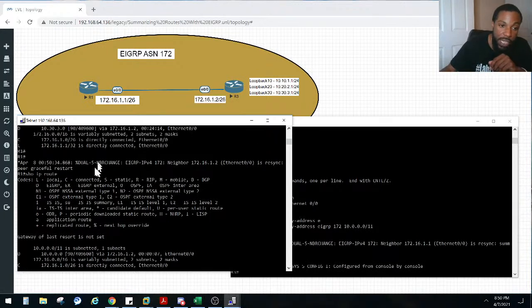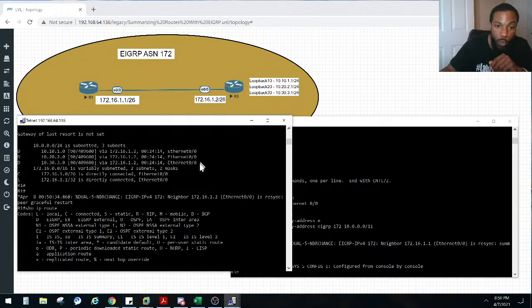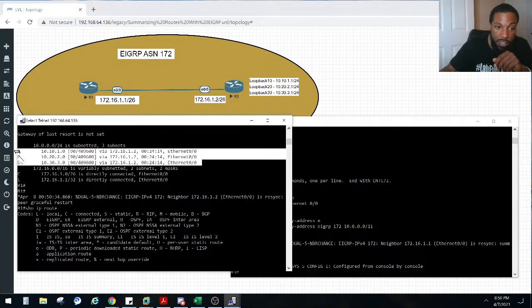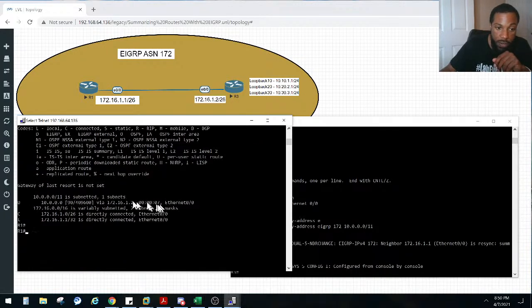See, now we kind of took all of these routes and summarized them into one route right there. And there it is right there. 10, and then we got a 90, and that is our administrative distance, right? This is our metric, and we learned it via 172.16.1.2. Where did we learn it? From this interface right there.